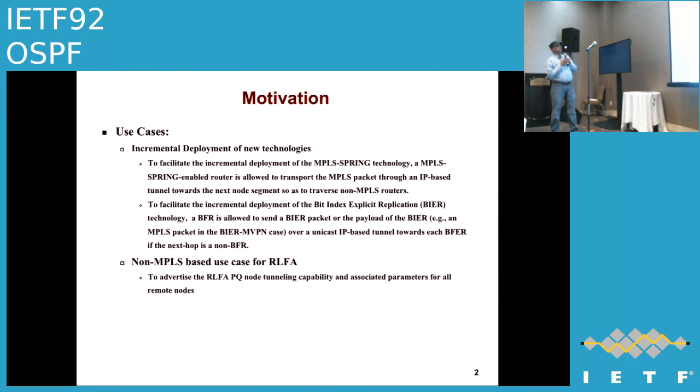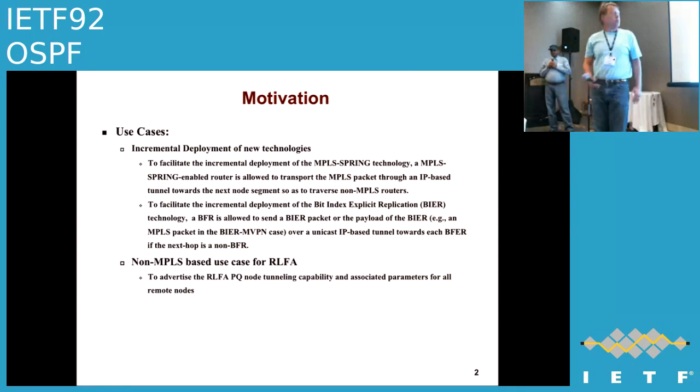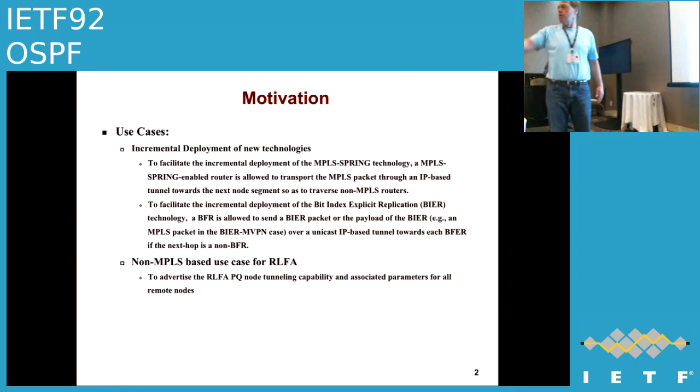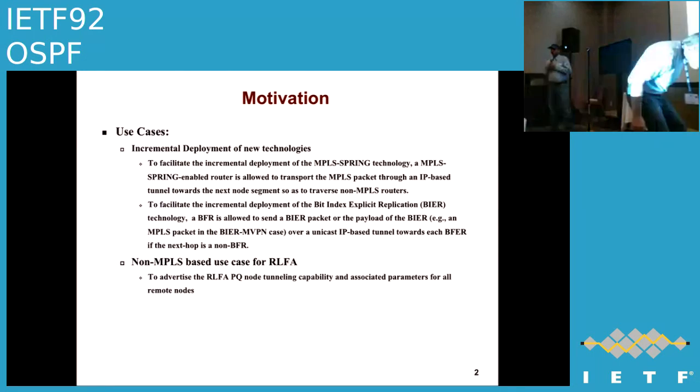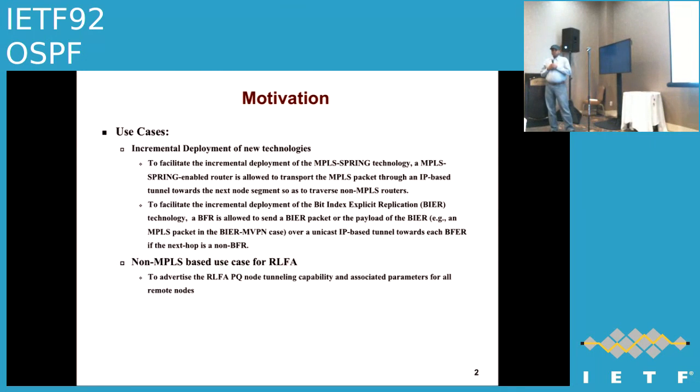First is the incremental deployment use case. In a Spring topology, you might have a network where not all the nodes are Spring capable, and also not all are MPLS capable. For example, in new deployments where you want to deploy Spring capabilities only on the edge nodes, the immediate neighbor will not be Spring capable, so you will not have a label with that. So your next segment will be multiple hops away.